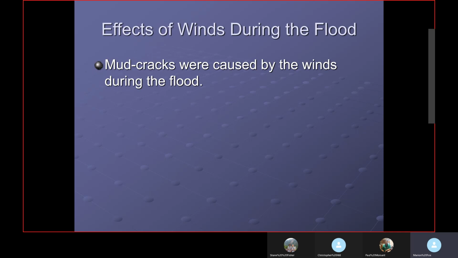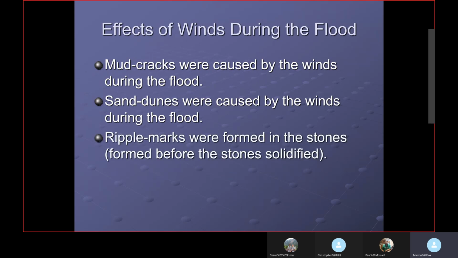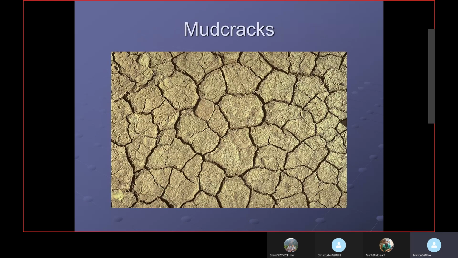We're going to argue that. Sand dunes were caused by the winds during the flood as well. We're going to argue that. Furthermore, ripple marks were formed in the stones before the stones solidified. Ripples of water.